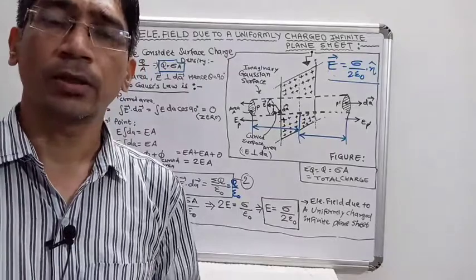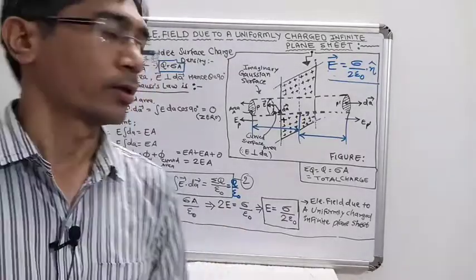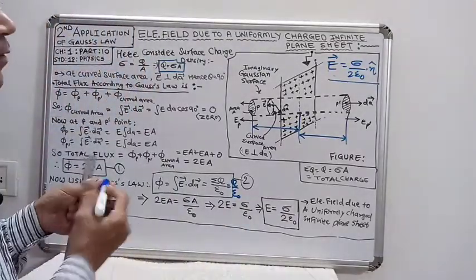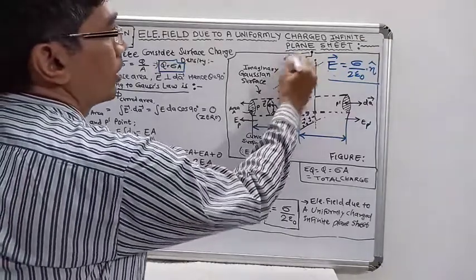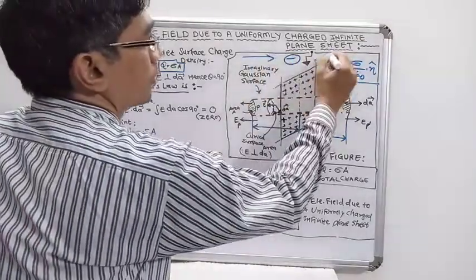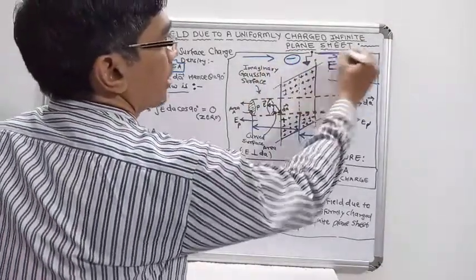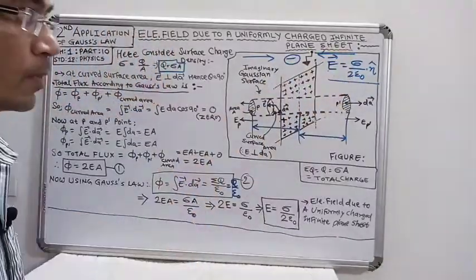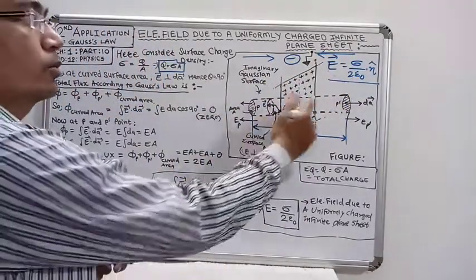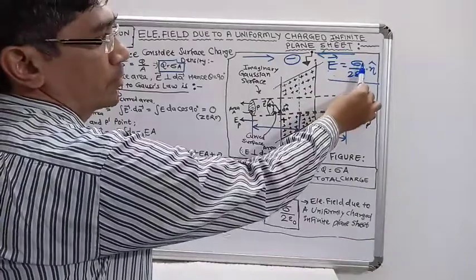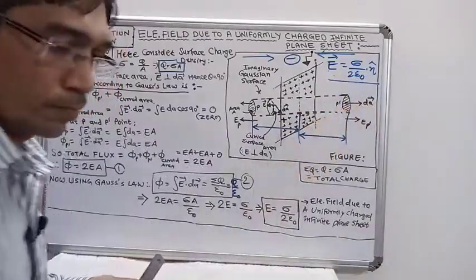If we are taking a negatively charged plane sheet, then the electric field for the negative charge is inward. It is in this direction for the negative charge. But for that also the electric field equation is the same, sigma upon twice epsilon 0.